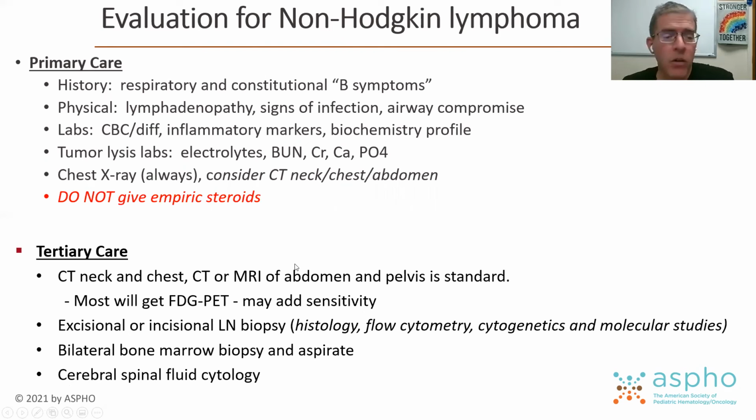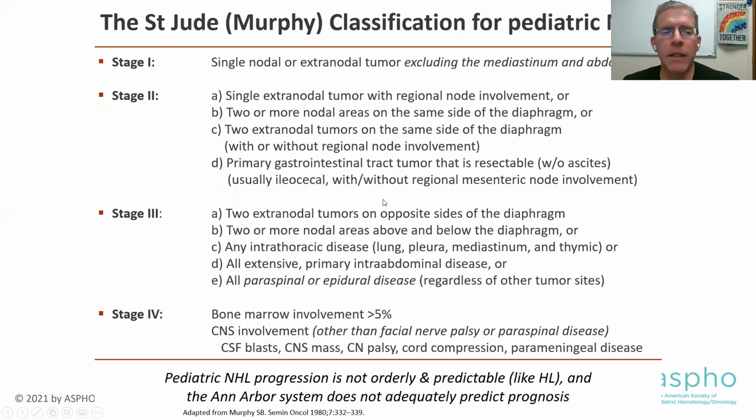Once you get to your tertiary care center, that's when you need your CT of the chest, and CT or MRI of the abdomen and pelvis is standard. Most places will also get a PET scan because that may add some sensitivity to your staging. You want an excisional or incisional lymph node biopsy, and you're going to look at histology, flow cytometry, cytogenetics, and molecular studies. We do bilateral bone marrow biopsies and aspirates for this. And unlike Hodgkin lymphoma, we also do cerebrospinal fluid cytology.